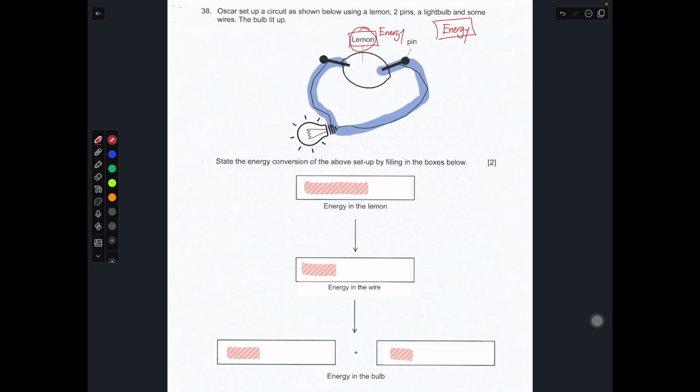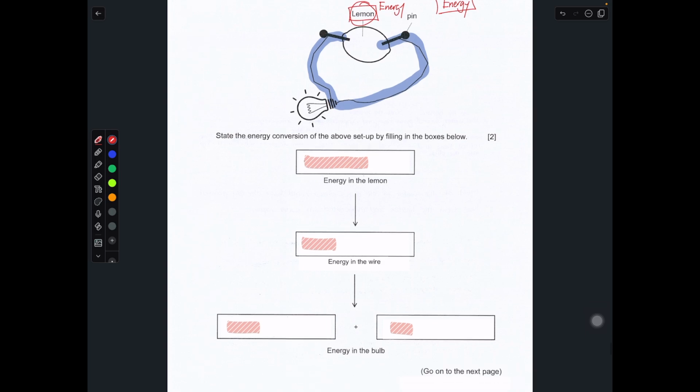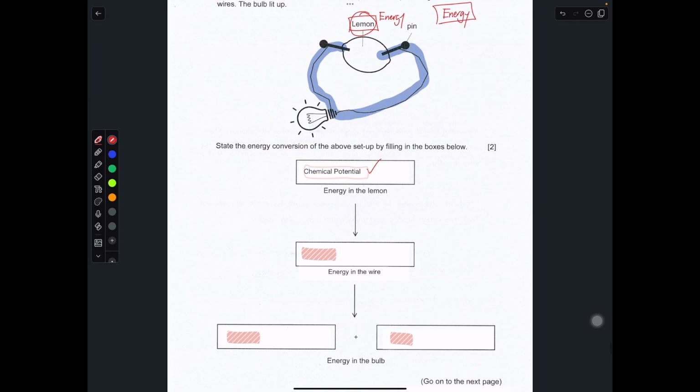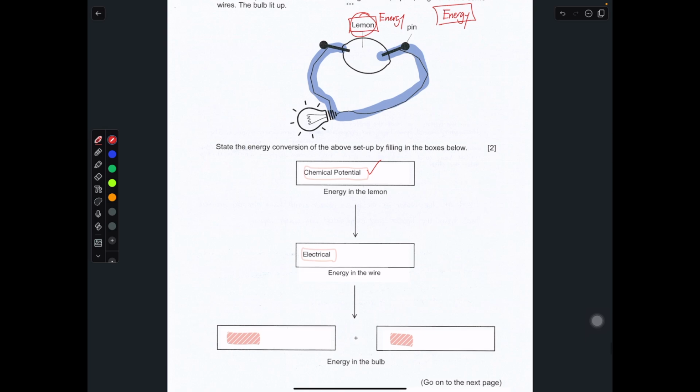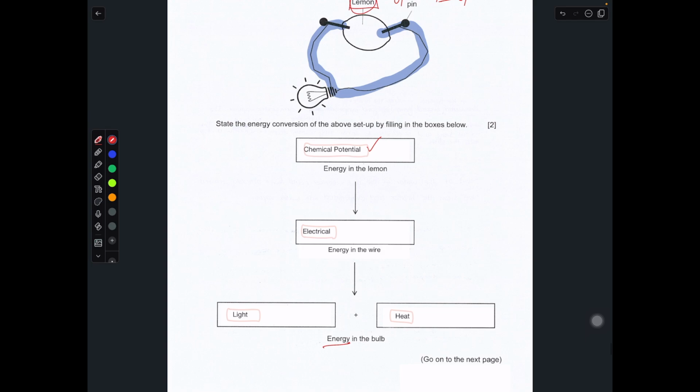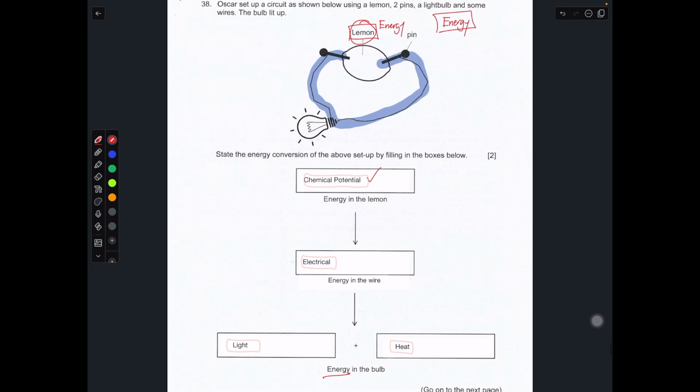Okay, so state the energy conversion. The energy in the lemon will be our potential energy, and it's in chemical form. Okay, and when the pin is connected, electricity actually flows through the wire, so it's electrical energy. And when the light bulb lights up, it will be light and heat as well. So this will be the energy conversion for this setup.